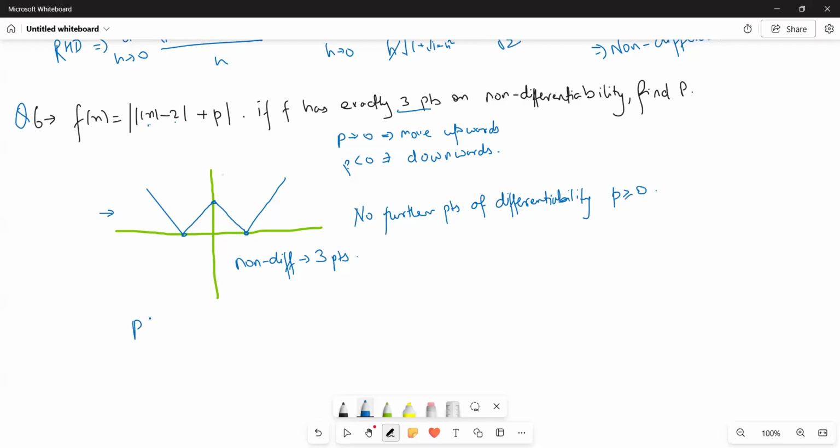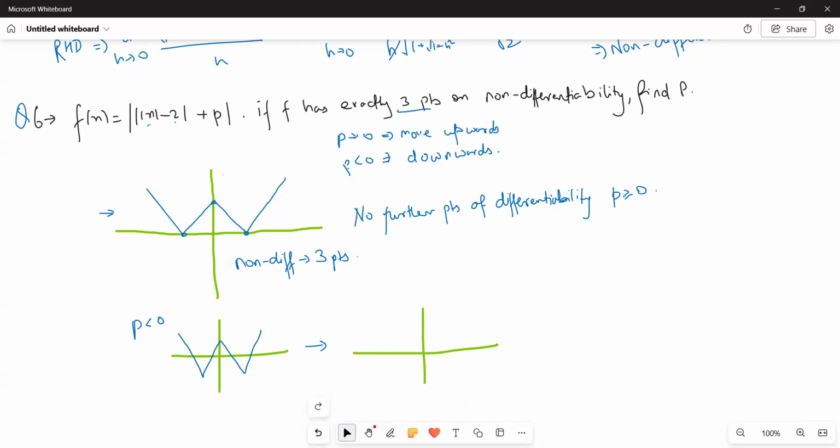Because if p is anything less than 0, the graph will look something like this, depending on the magnitude. And when we take the mod again, the graph would be something like this. We'll have 1, 2, 3, 4, 5, and then another one like this. So many points of non-differentiability will come. Is everyone okay with this part?